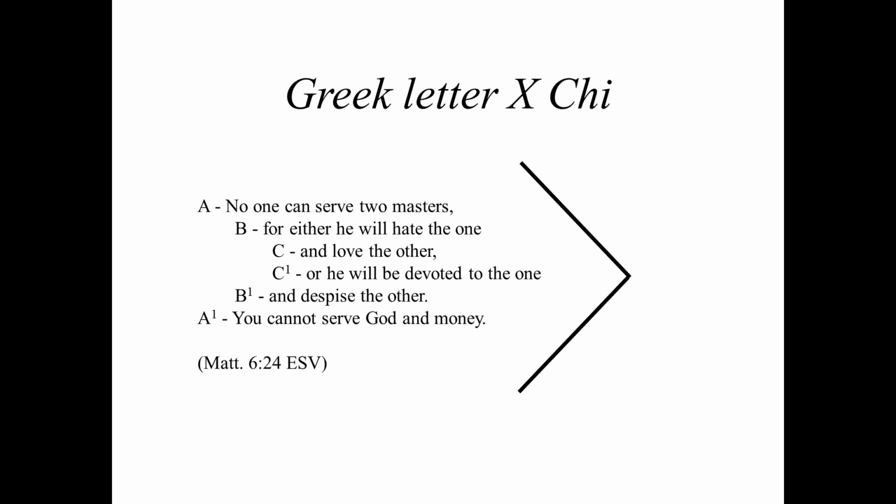But if you look at A and A prime, A is no one can serve two masters. A prime, you cannot serve God and money. B is for either he will hate the one, B prime, and despise the other. And again, you see how those thoughts agree with each other. And then C and C prime also agree with each other, and they become the central or driving point that the author or speaker is trying to drive at in what they're communicating.